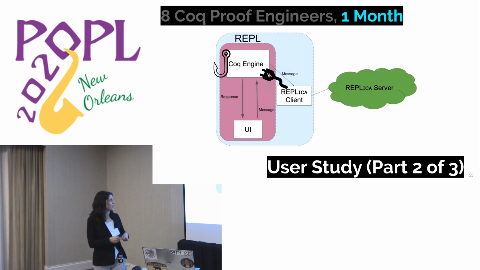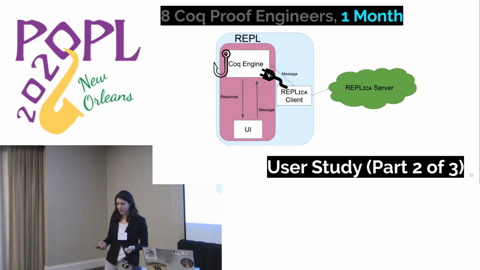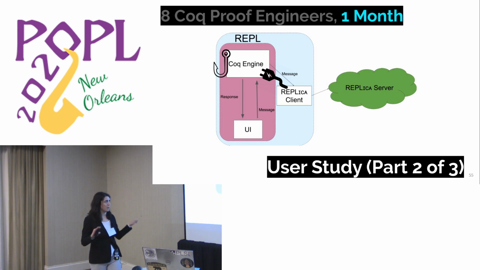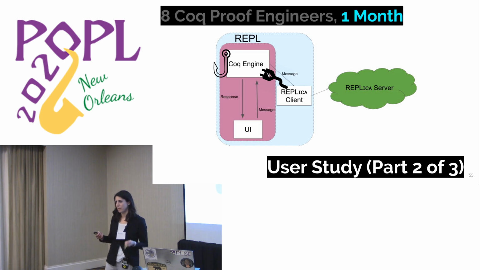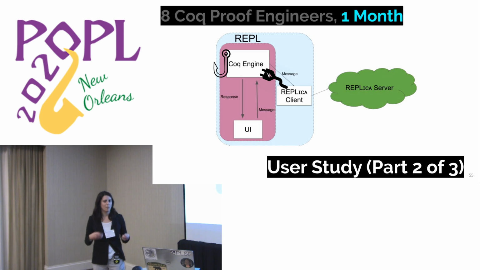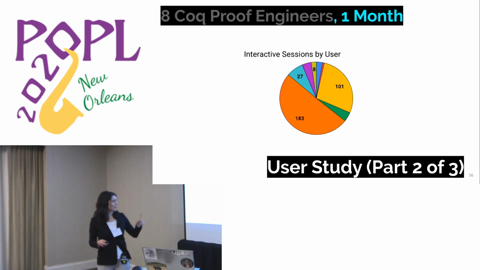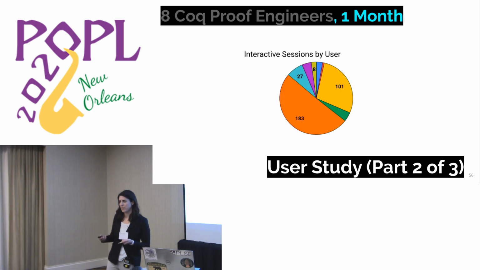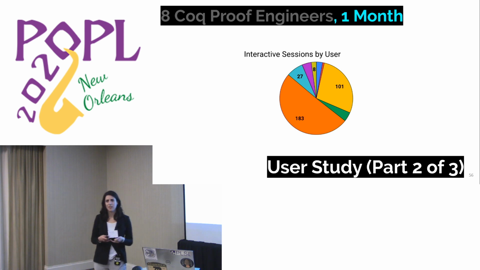So we had these users install this REPLica plugin and then go about normal proof development for an entire month. So that every time they compiled a file or modified something inside of an IDE, it would start a new session and record the data. So this graph just shows what we call the interactive sessions, so ruling out compilation data, broken down by user. As you can see, some users sent more data than others. This is not really surprising, but it's something that we do take into account when we do our analysis.